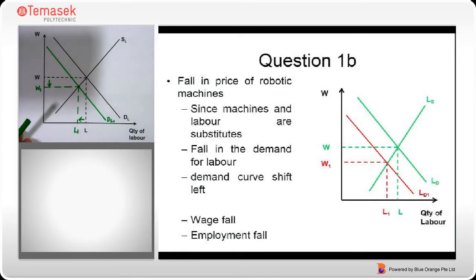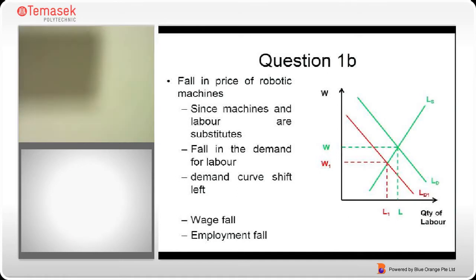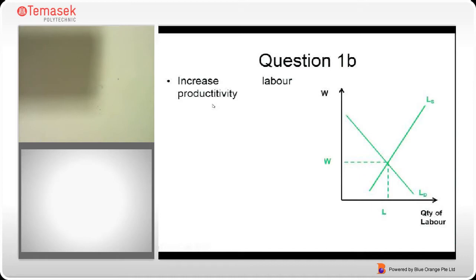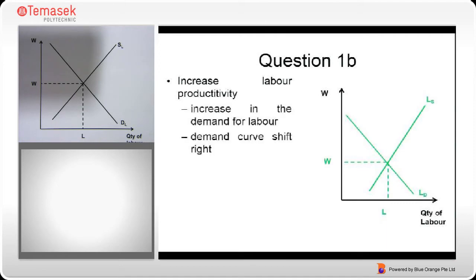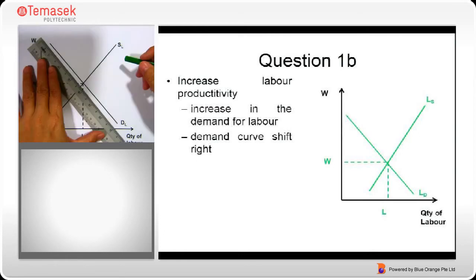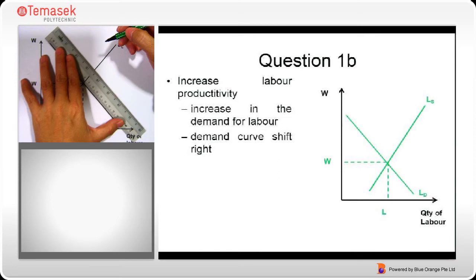And for question part C, when there is new technology in the aerospace industry that leads to increased labor productivity, the keyword here is increased labor productivity. It means workers are more productive, they are able to produce more, therefore it will give rise to an increase in the demand for labor. And when the demand for labor increases, it will cause a rightward shift of the demand curve.